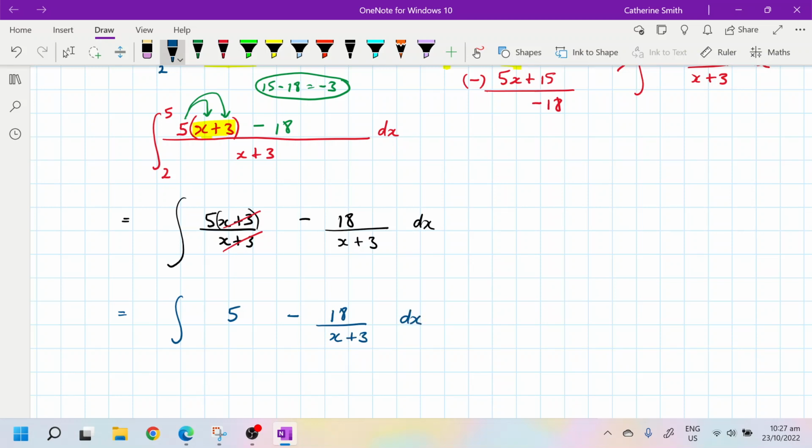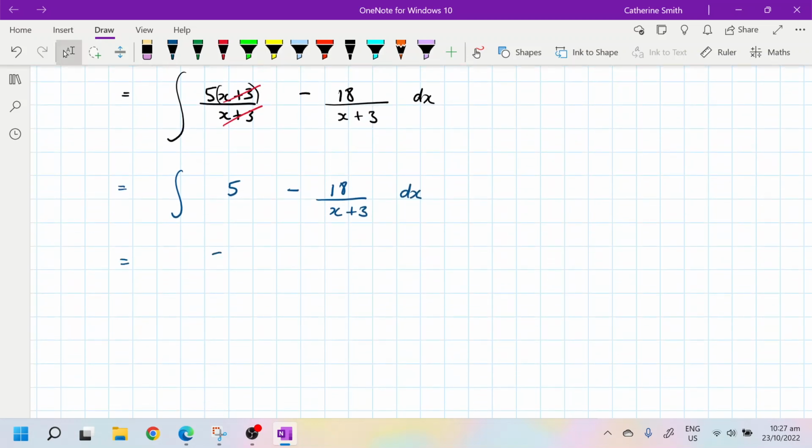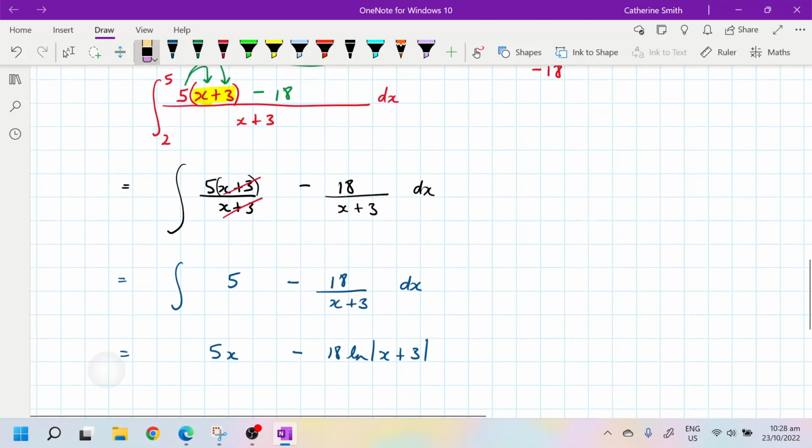Now we're going to do the integration. 5x minus 18 log x plus 3. And when you differentiate back, you just get a 1, and the 18 is there for the adjustment. Now, we're going to do a definite integral. I've got to keep writing the numbers in. So this one here was between 2 and 5.